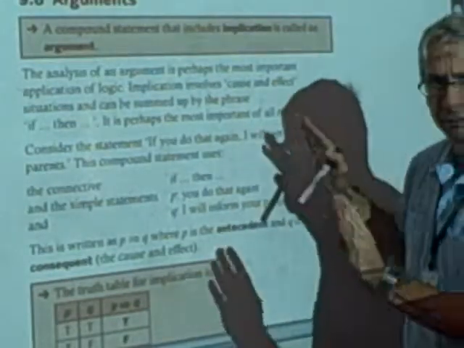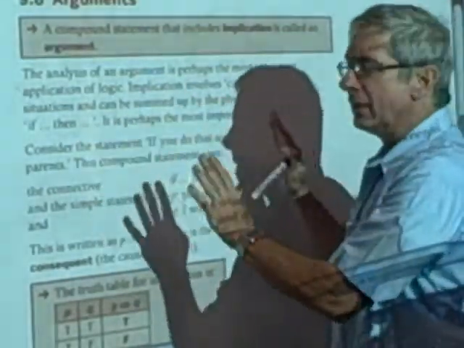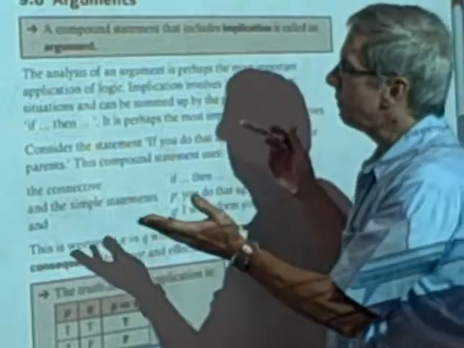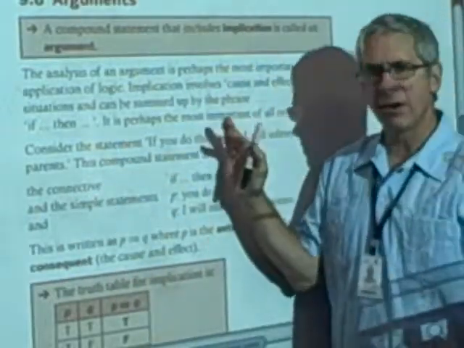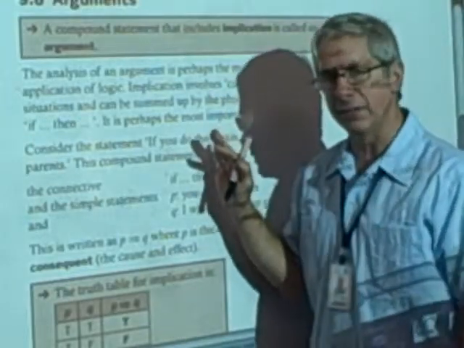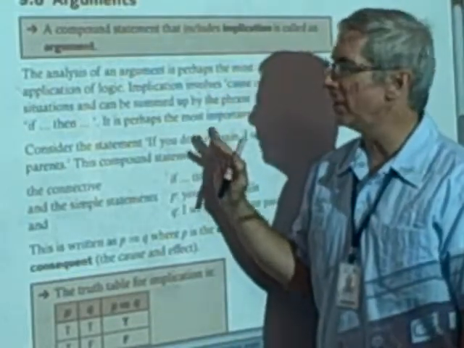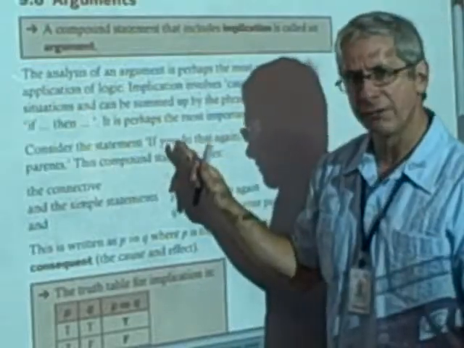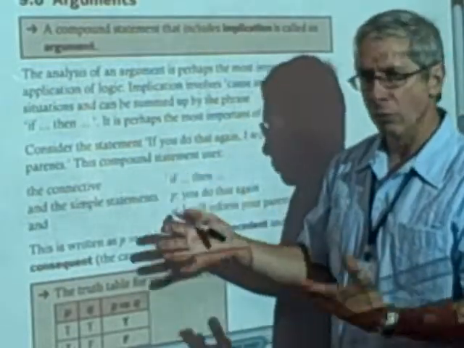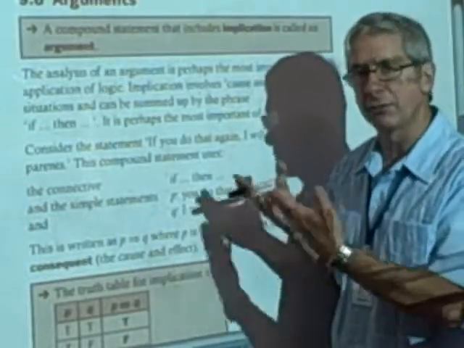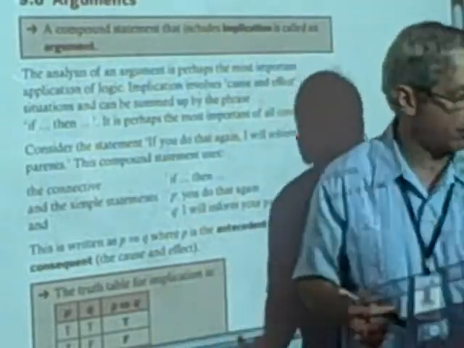But first they define an argument as any set of compound statements that includes this symbol, this implication. Now, actually, an argument comes up a little bit differently defined later on. That's in the next video. So this is a pretty general definition, and I've seen it defined more in terms of what we see in the next video, more generally. But in this context, we're talking about anything that involves this arrow.